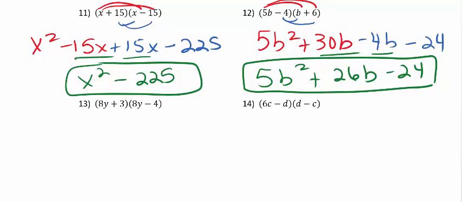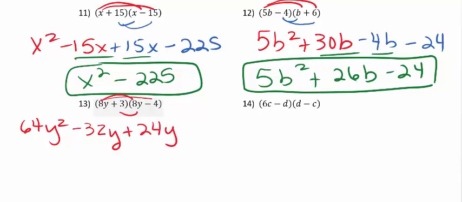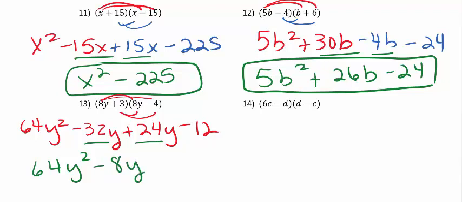Now we're going to multiply 8y times 8y, that gives us a 64y squared. 8y times negative 4 gives me a minus 32y. 3 times 8y is 24y, and then 3 times negative 4 gives me a minus 12. Combining our like terms here in the middle, we're going to get 64y squared. Negative 32y plus 24y is going to give us a minus 8y, and then minus 12.